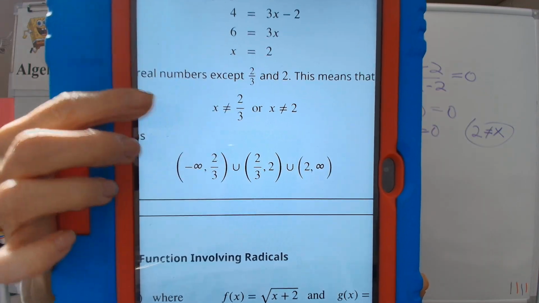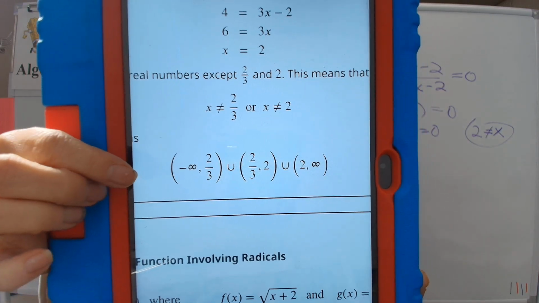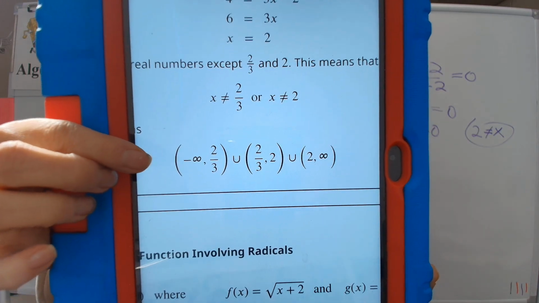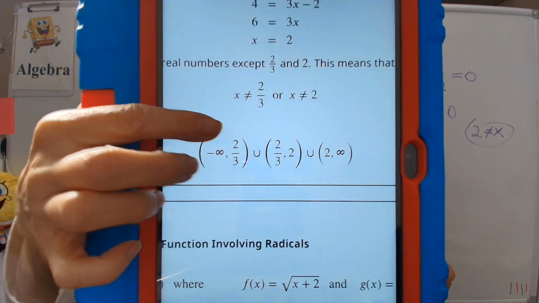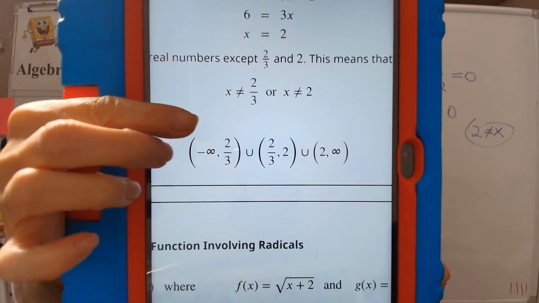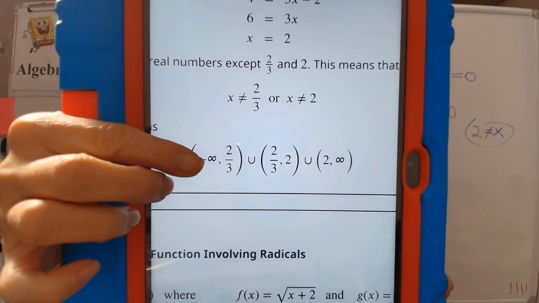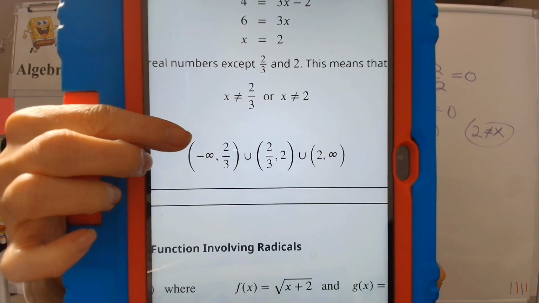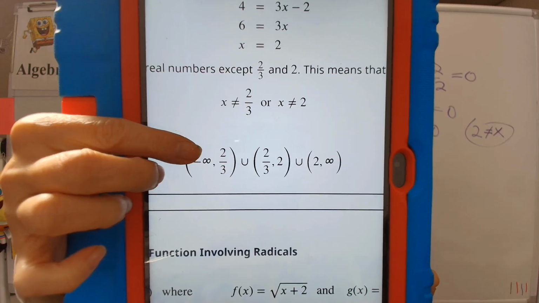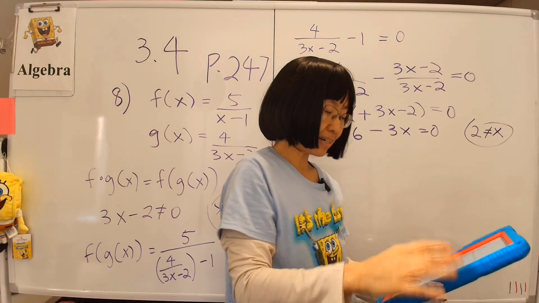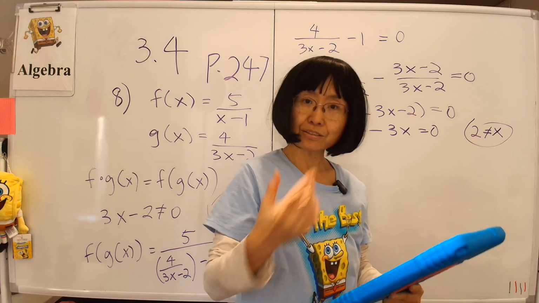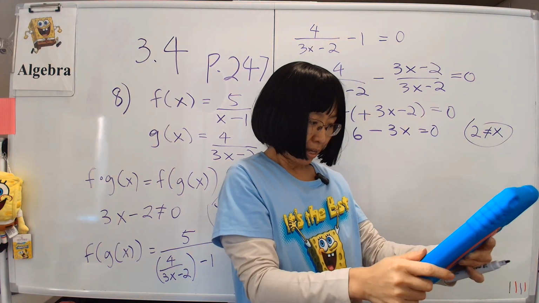This can be rewritten as your answer, if you write it the long way, from minus infinity to 2/3, then from 2/3 to 2, and then from 2 to positive infinity. In other words, this whole description is the whole number line missing 2/3 and 2, like this says. All right, so that is example 8. Please do this as part of your homework.